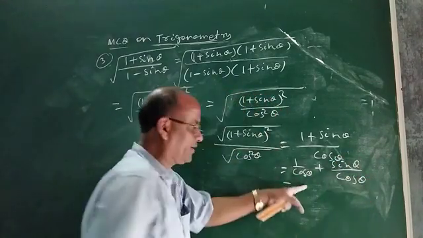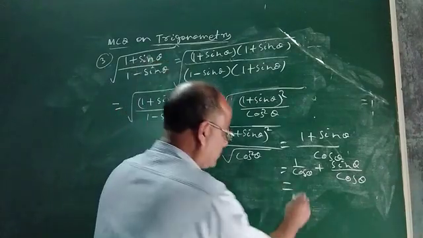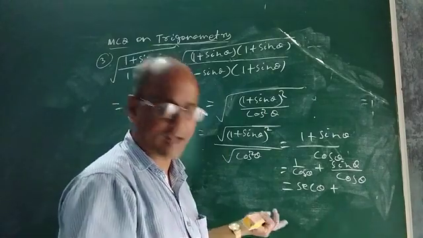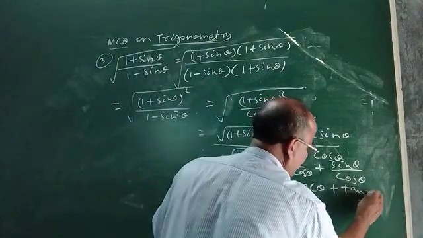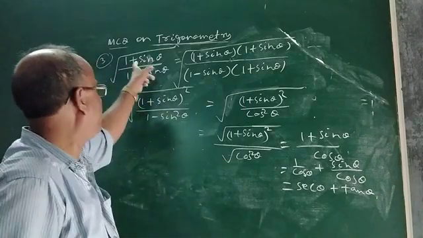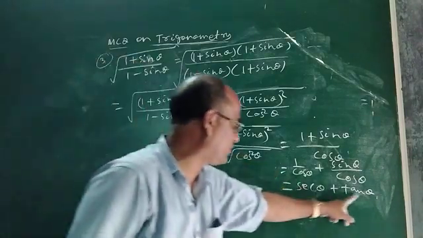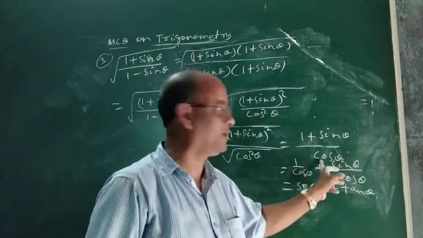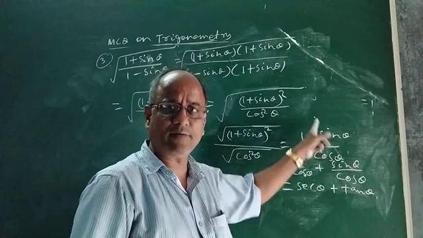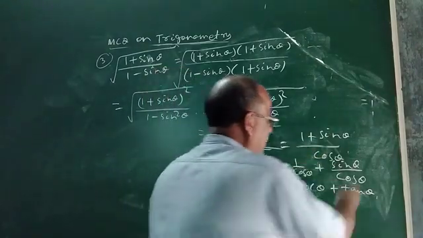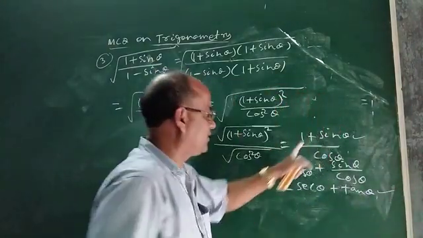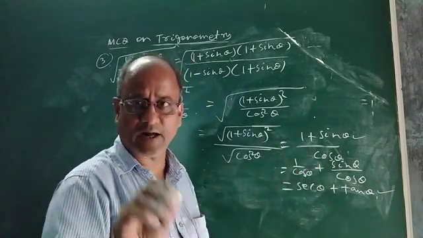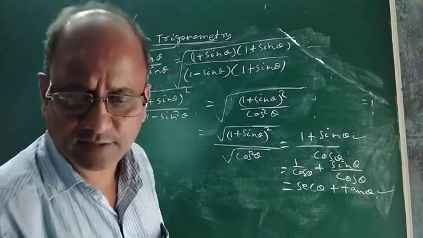Which will be equal to 1 by cos theta, the reciprocal of cos theta, so it is sec theta, and sin theta by cos theta is equal to tan theta. So sec theta plus tan theta. So the square root of 1 plus sin theta by 1 minus sin theta will be equal to sec theta plus tan theta. It is also equal to 1 plus sin theta by cos theta. So whichever option is there in the question, either this or this, you may tick that one. Okay, let us discuss another question.